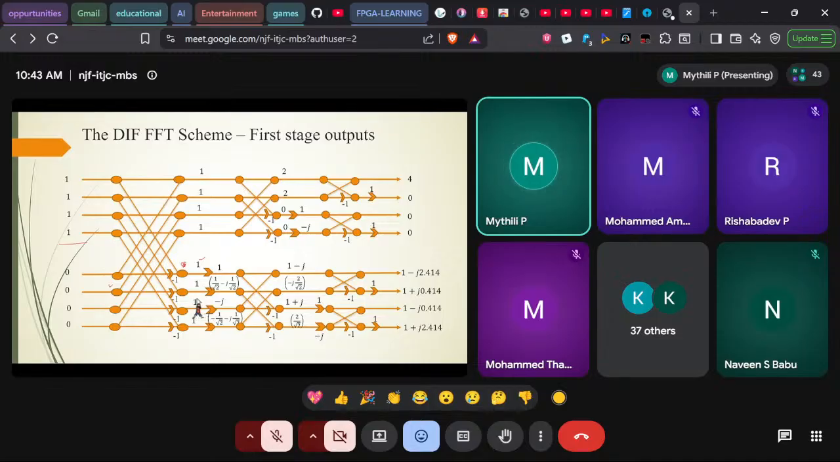So this is 1 plus 1, 2. Then the next one is 1 plus 1, 2. The lower half, 1 minus 1 is 0. 1 minus 1 is again 0. Then you multiply with 1 and minus j. Here also, lower half you will multiply with 1 and minus j.